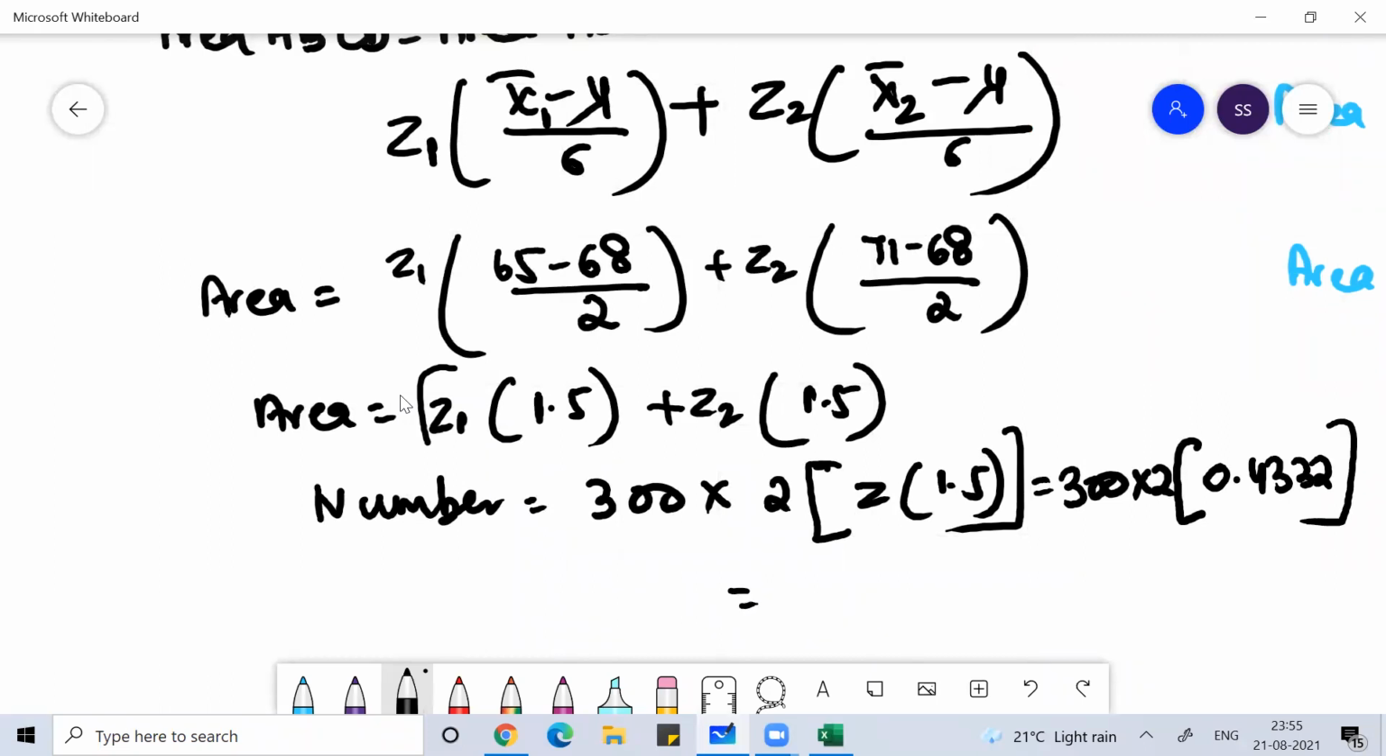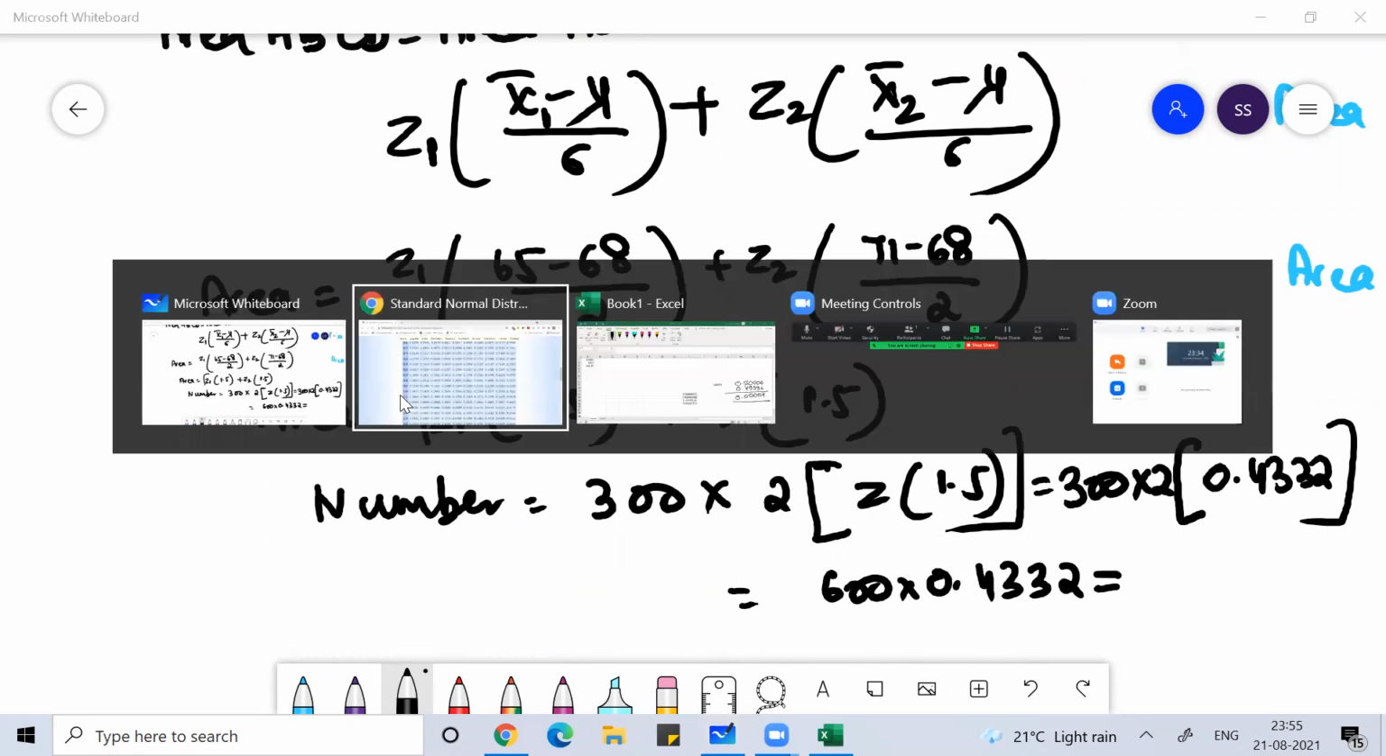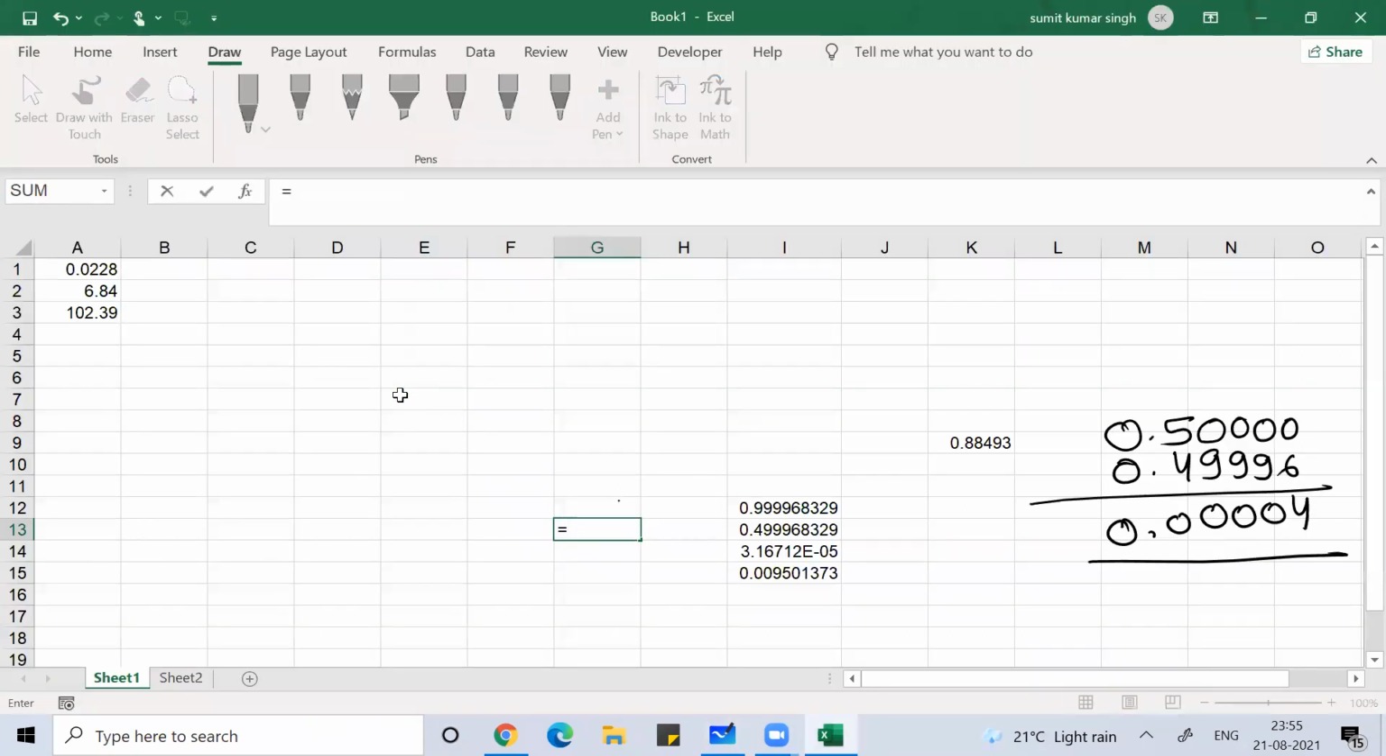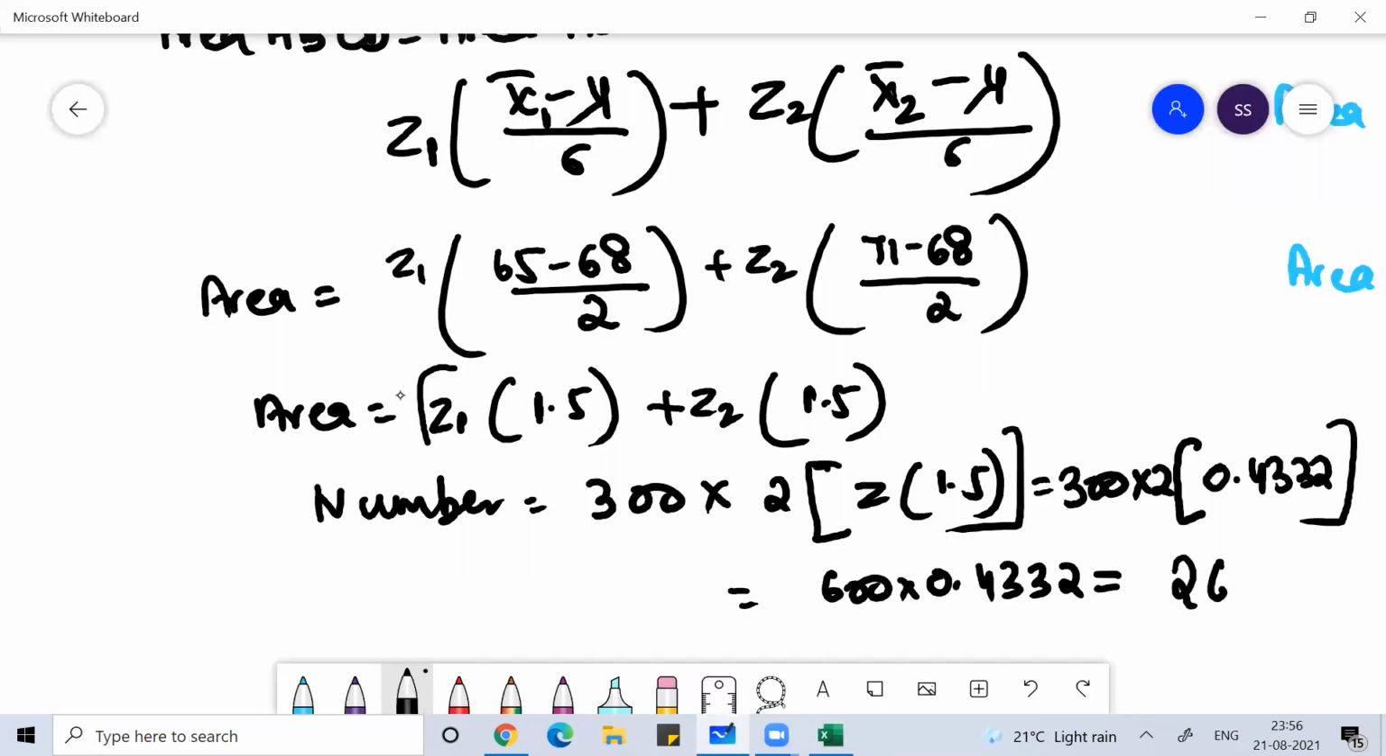So this is 300 into 2, which is 600, into 0.4332. That is 259, 260. Around 260 students.